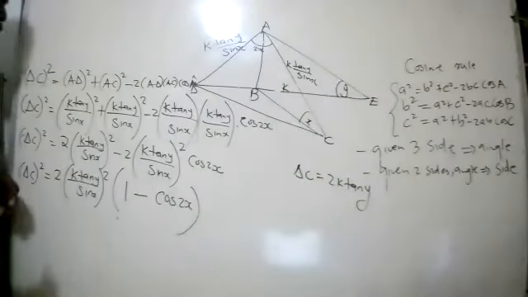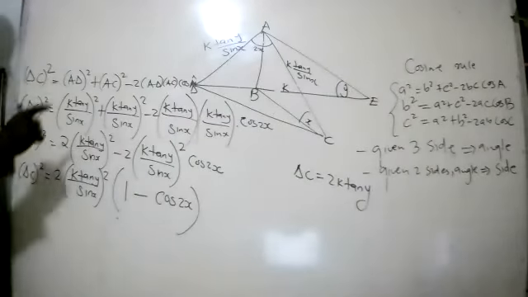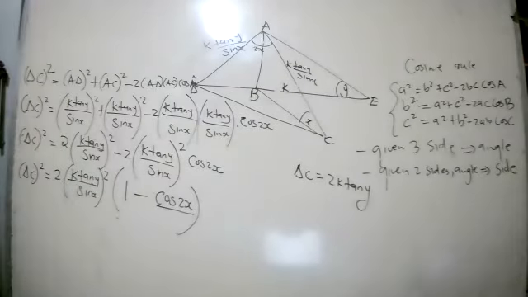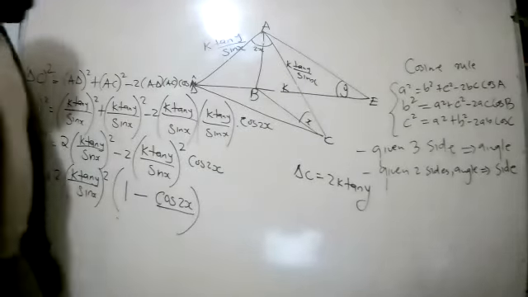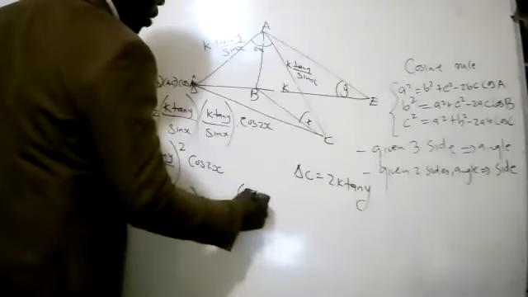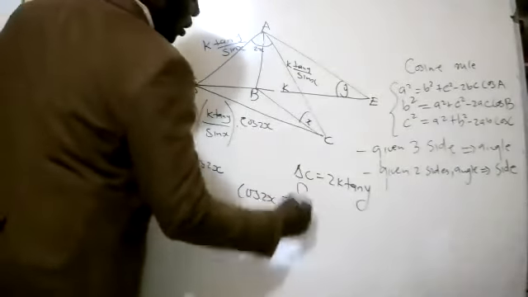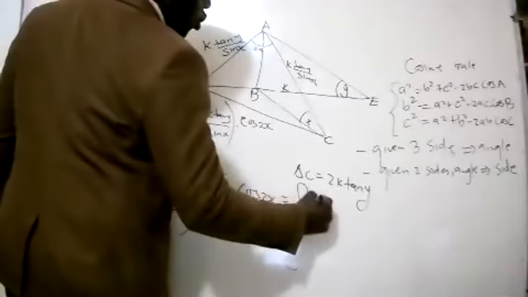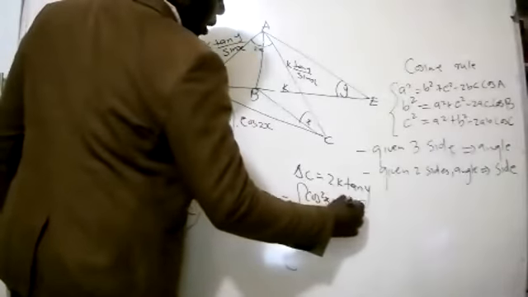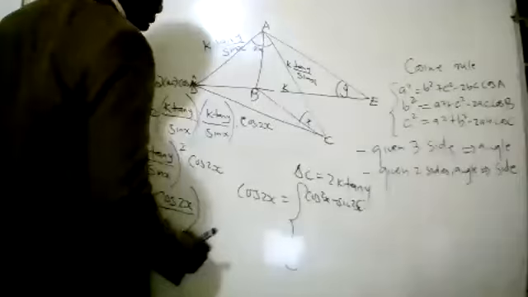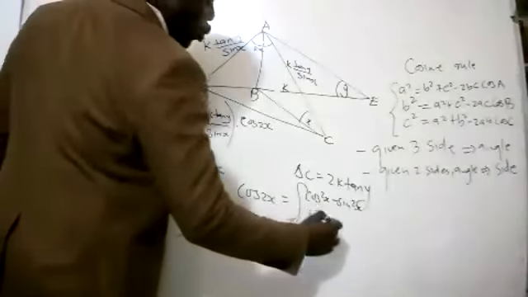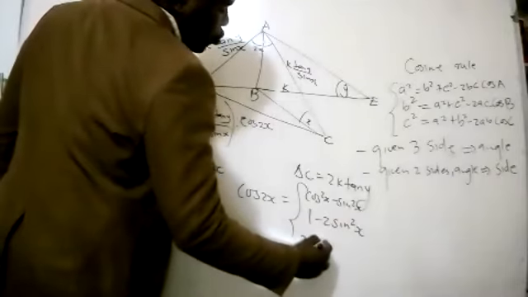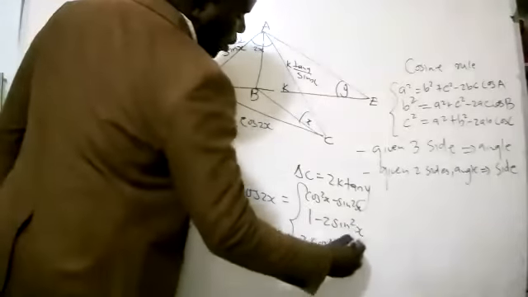So the question is, how are you going to get to that step? This is what you're going to do. You're going to take advantage of this cos of 2x. Cos of 2x is equal to three different expressions. The first one is cos squared x minus sin squared x. The second one is 1 minus 2 sine squared x. And the last one is 2 cos squared x minus 1.